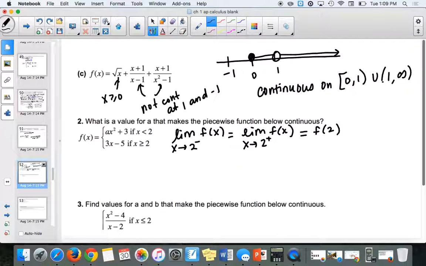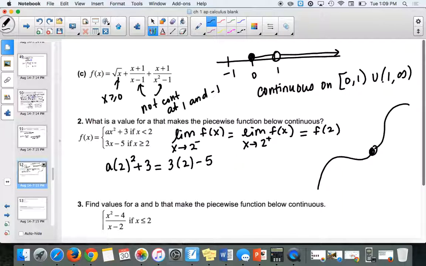All right, so what we're going to do is plug in 2 for x, and we're going to set the right side equal to the left side. Because what we're talking about is we want our two sides not only to meet up, but we want it to be filled in. And the greater than or equal to thing is what's filling it in. So we want those two sides to equal.